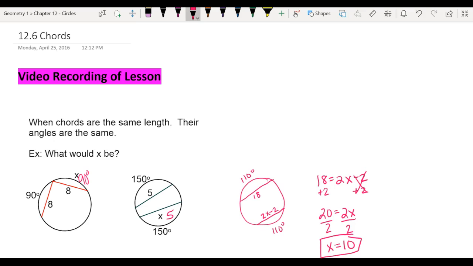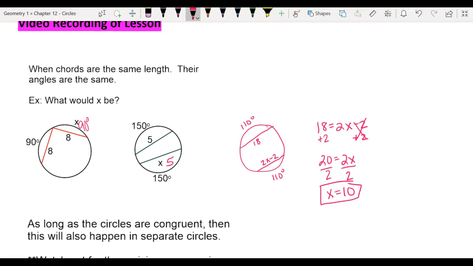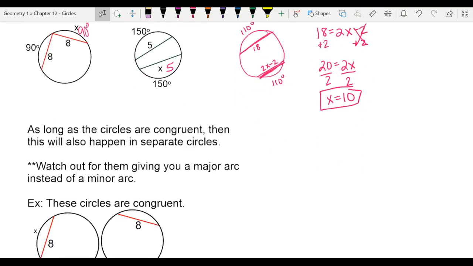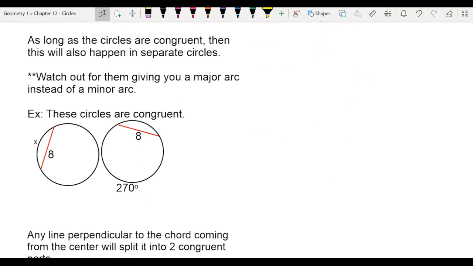Questions on chords? No. Because you already know this one's 18, right? Since this one's 18. As long as the circles are congruent, then this will also happen in separate circles.